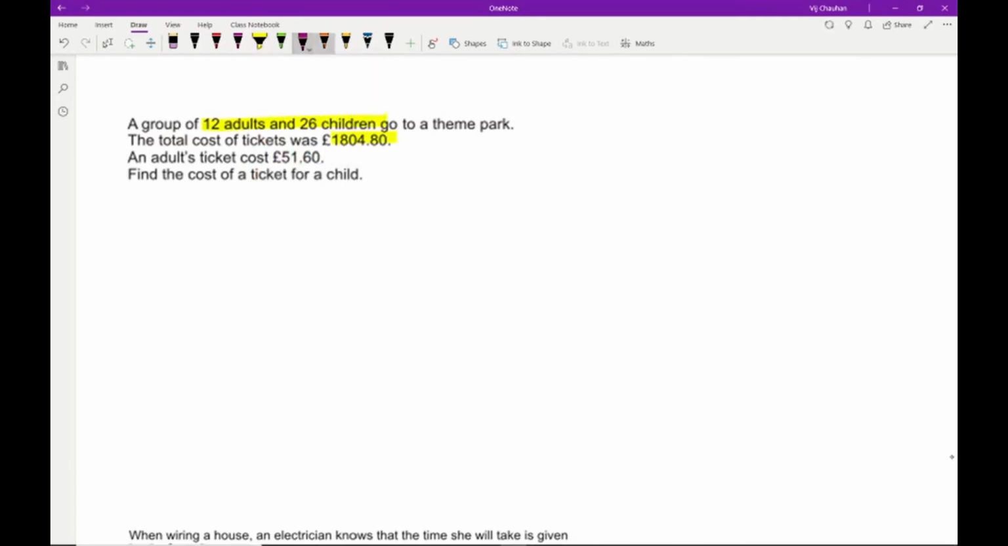So we know that we've got 12a plus 26c equals £1,804.80. So we know that 1a equals £51.60. So therefore 12a is going to be 12 times that, so 12 times £51.60.